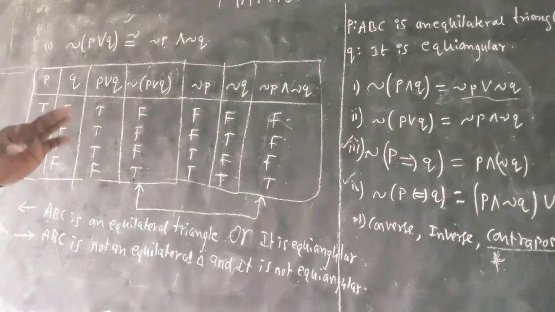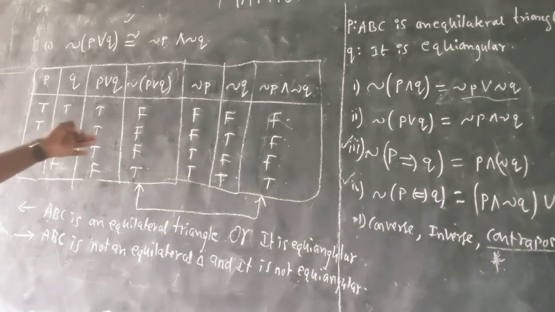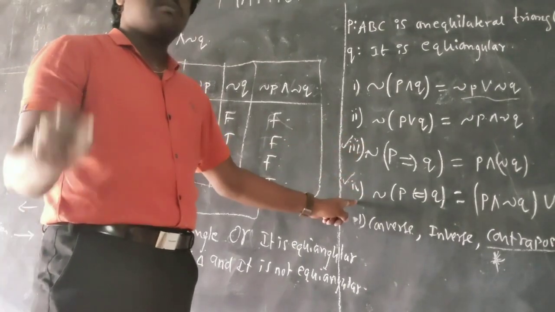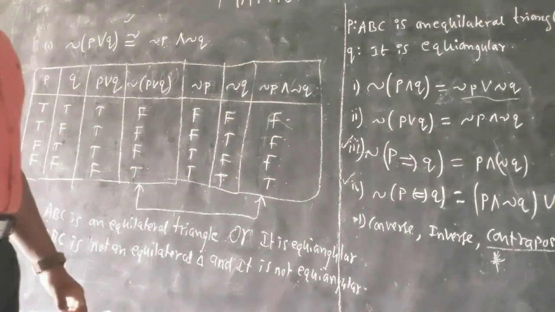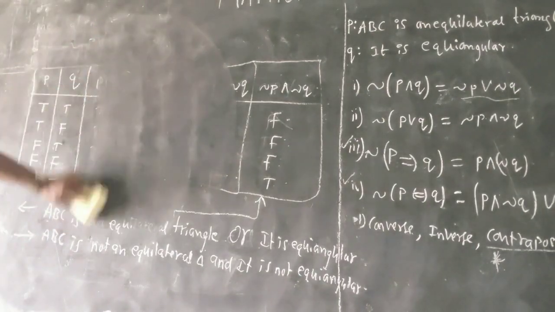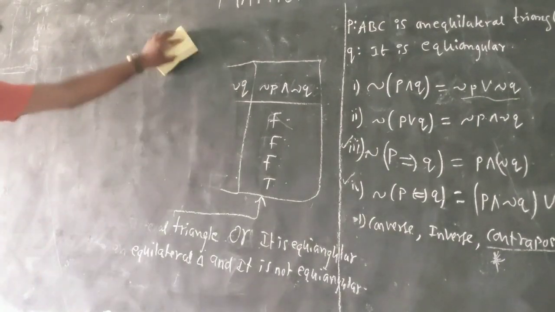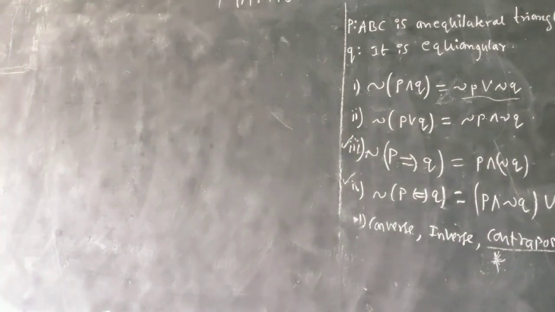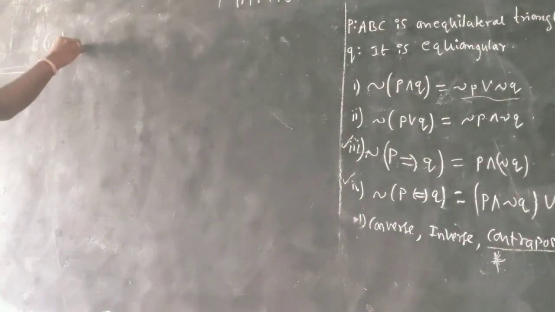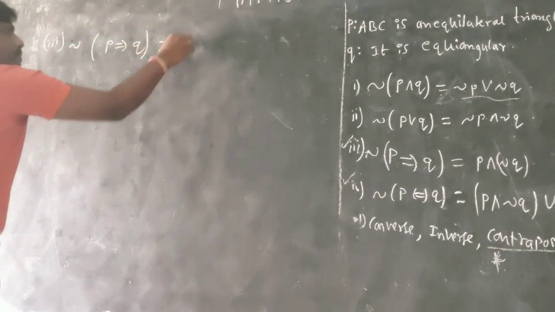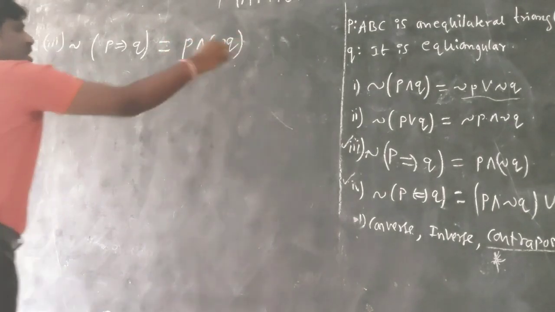Okay. Hope you understand till now what I have explained. Now let us go for the second part, that is the proof of this one and how to use it. This use is most important for JEE: how to use the negation of compound statements. Let us go for number 3. Number 3 says negation of P implies Q is equal to P and negation Q. This is what you have.